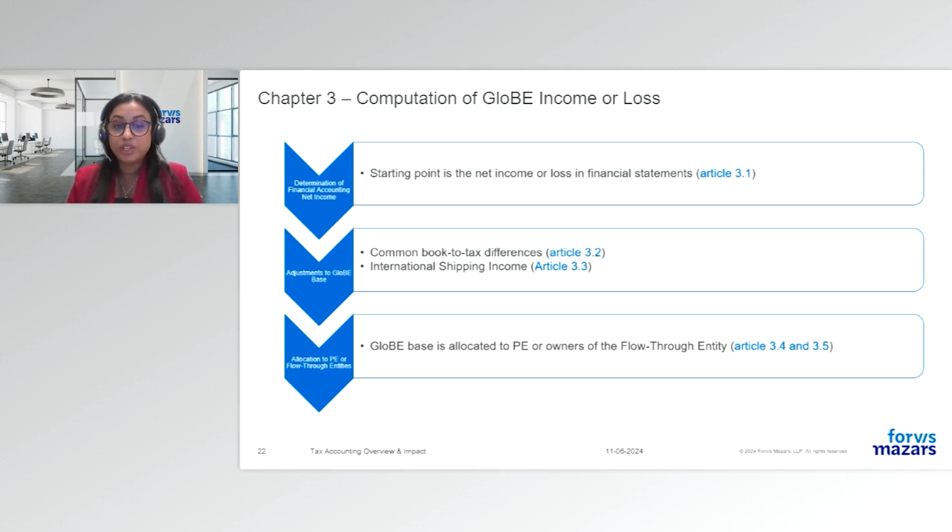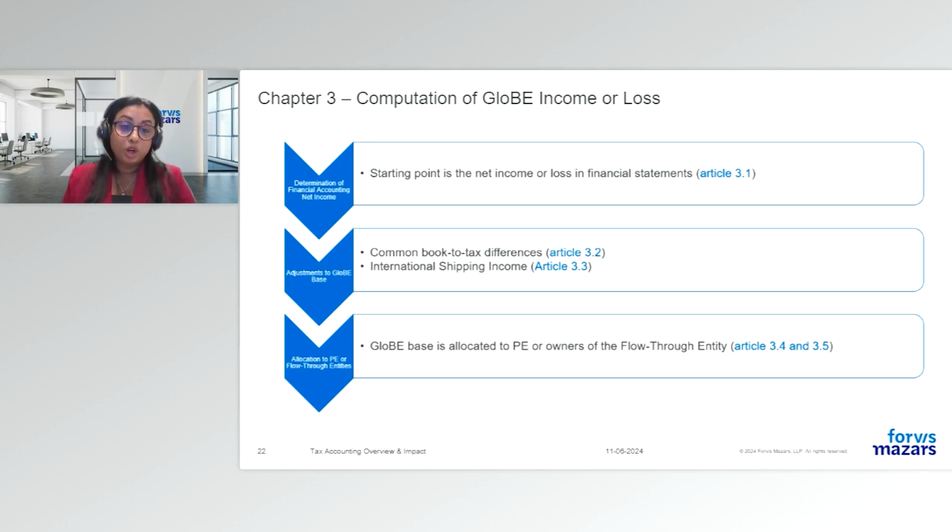Article 3.3 is the easy one. This covers the international shipping income inclusion. For example, companies using the tonnage tax regime or any other shipping tax incentive will probably have an ETR below the 15%. This could lead to an additional top-up tax, which is not desired. Therefore, Article 3.3 is introduced for the maritime sector.